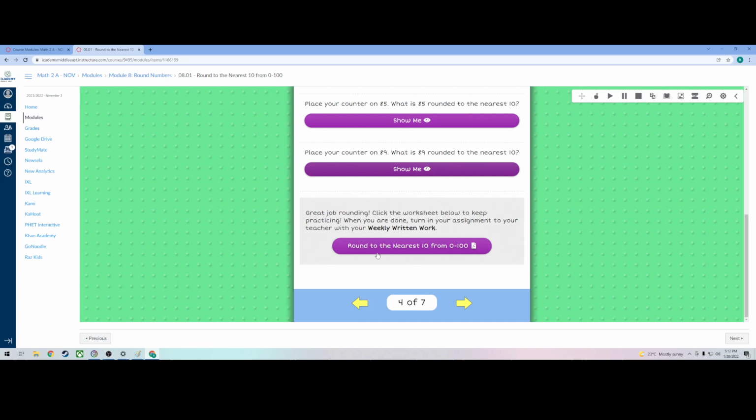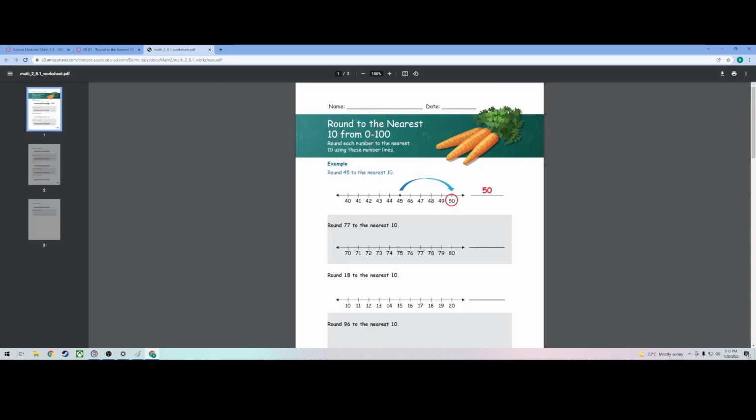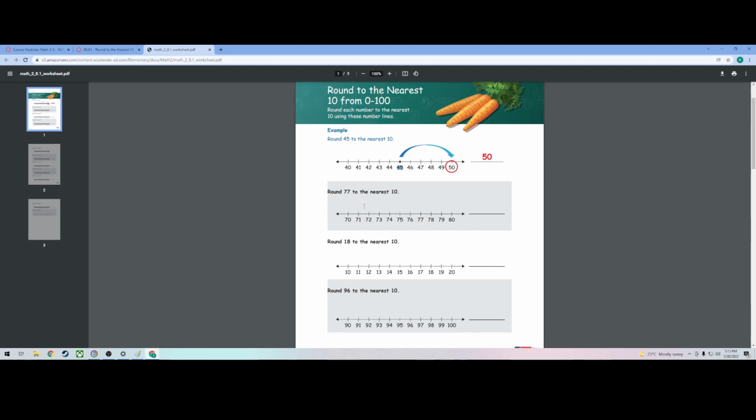Now there are homeworks. Round to the nearest 10 from 0 to 100. Okay, the first question. Round 45 to the nearest 10. What did we say? If 45 comes in the middle, we always round up, to the nearest biggest 10. So 45 we round it to 50.